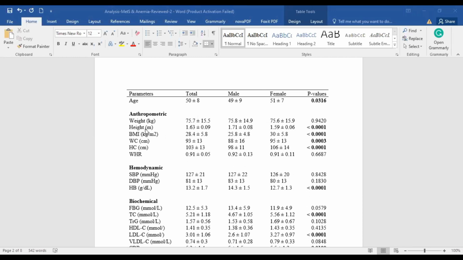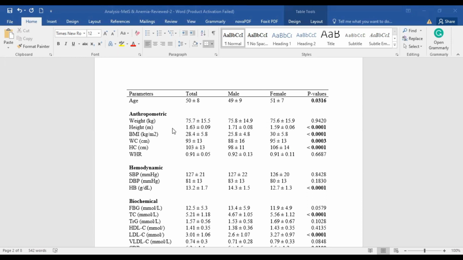The same applies to the height. The height of females is lower than that of males. The BMI of females is higher than that of males. And then the waist circumference of females is higher than that of males. The hip circumference of females is also higher than that of males, whilst the waist to hip ratio is somewhat the same or comparable. So that is how you are going to do the interpretation.